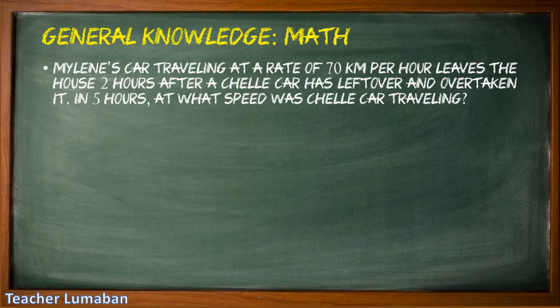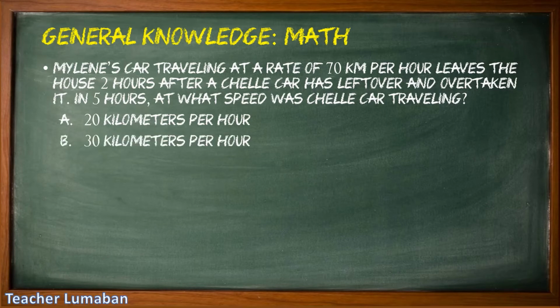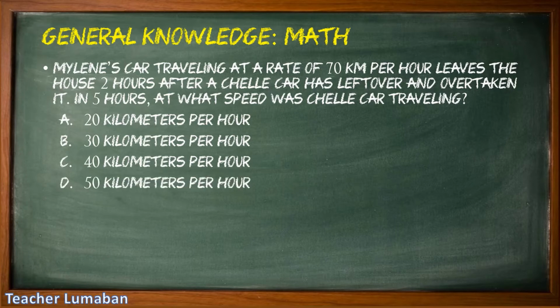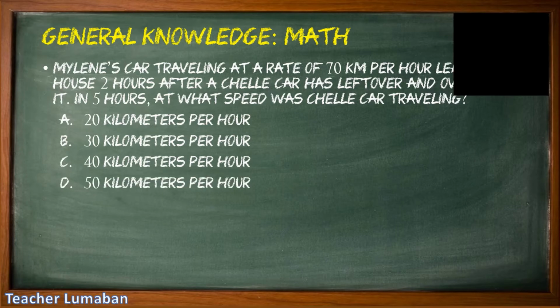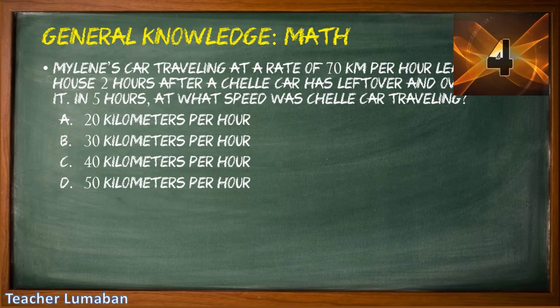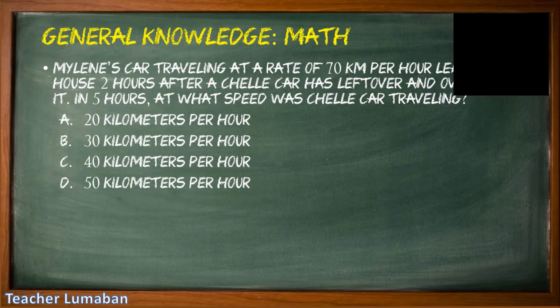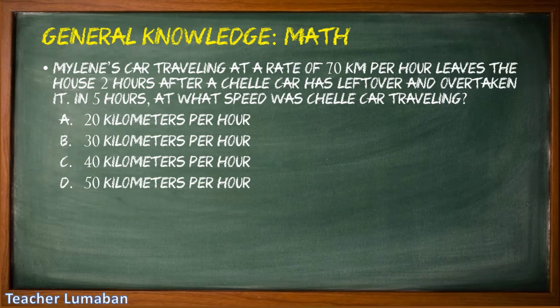Mylene's car, traveling at a rate of 70 km per hour, leaves the house 2 hours after a Shell car has left, and overtakes it in 5 hours. At what speed was Shell car traveling? Letter A 20 km per hour. Letter B 30 km per hour. Letter C 40 km per hour. Letter D 50 km per hour. 5, 4, 3, 2, 1. The correct answer is letter D 50 km per hour.